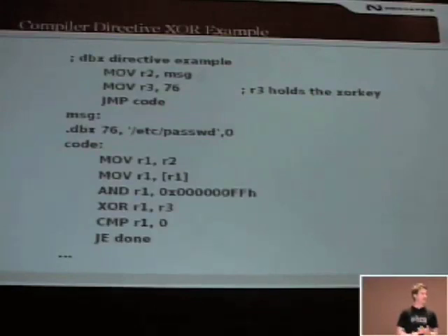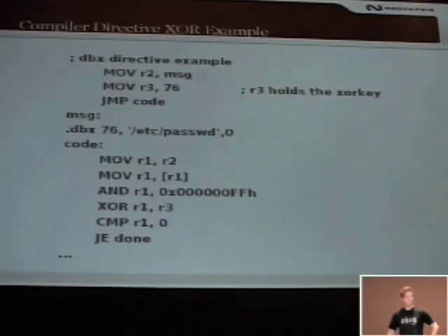Differences, .dbx will let you embed an XOR-based string. So what we're going to do in this particular example is move the label pointer to our message into R2, and then use 76 as our encryption key, and then jump over our string, and then we continue to decrypt our string.